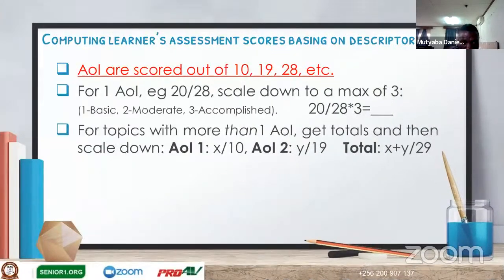Now, let us look at this. Computing learners' achievement, we are still looking at how to compute learners' achievement or assessment scores based on descriptors. Now, for an activity of integration, scored out of 10, 19, 28, etc. And I'm saying bullet number 2. For one activity of integration, e.g., if the learner scored 20 out of 28, you scale down to a maximum of 3. Members, what do I mean?